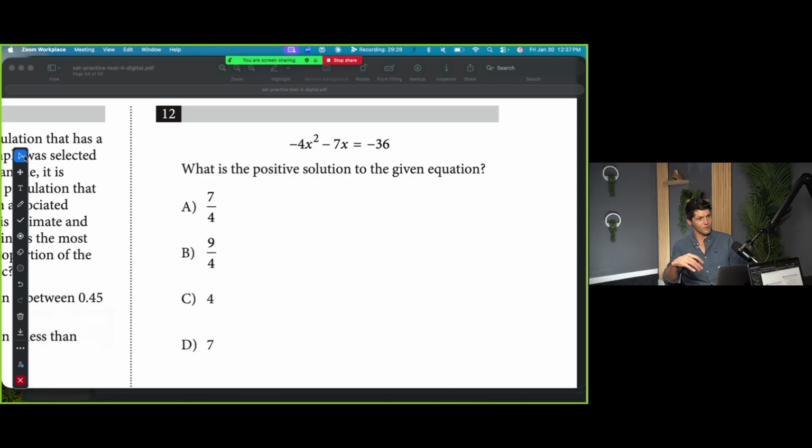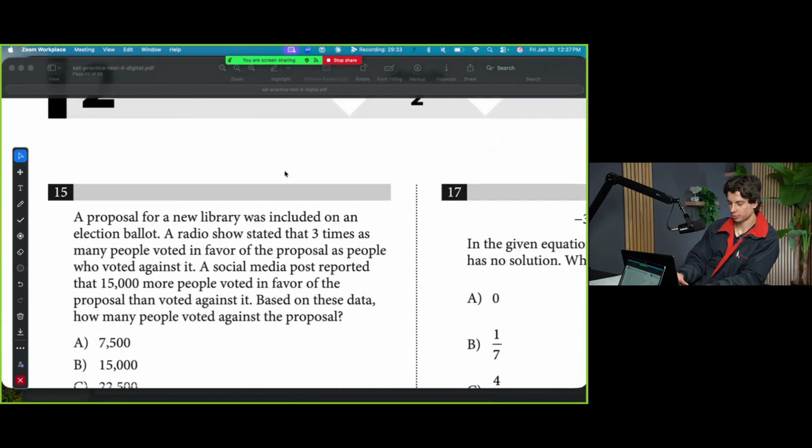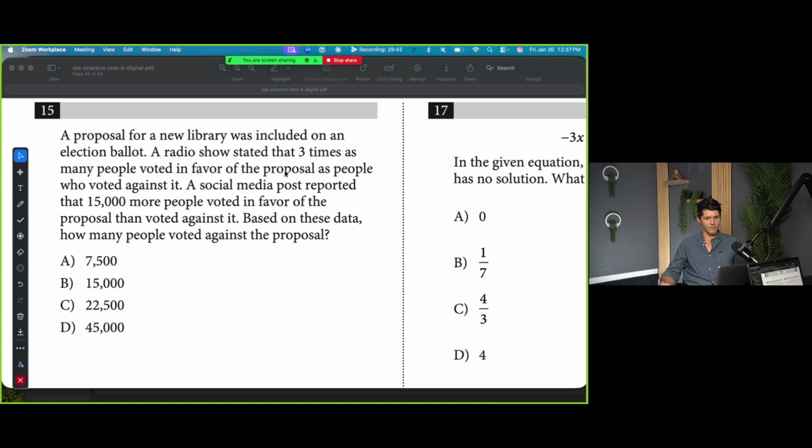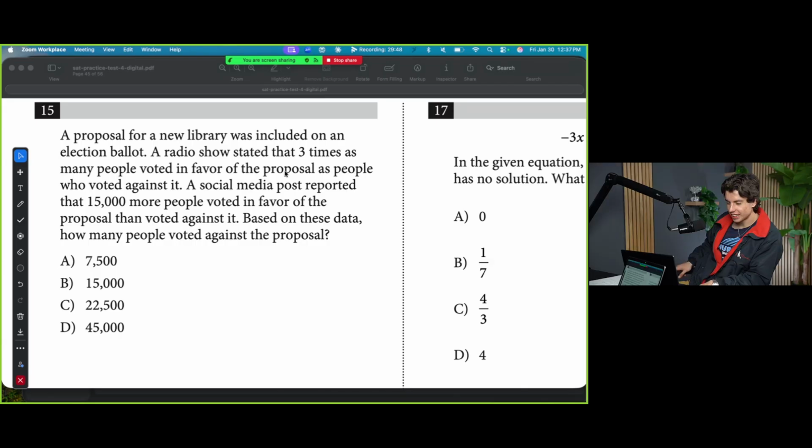After 12, what's the next one you want to do? Number 15. Word problem. Yeah, these are the ones that scare the heck out of people. All right. So I won't make you read the whole thing. We'll go in a piecewise manner through this question. So read the last sentence for me. Based on these data, how many people voted against the proposal?